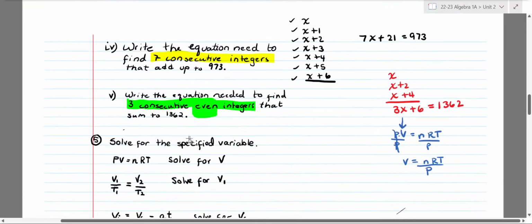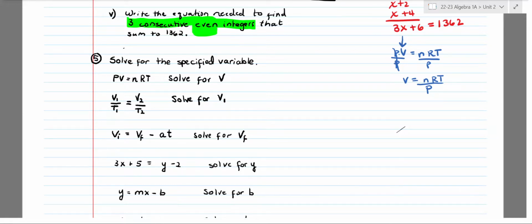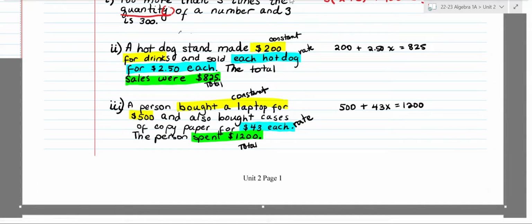All right, the next one. V1 over T1 equals V2 over T2, and we have to solve for V1. Oh, I did something where only the mouse is working. That's not good. All right, I'm going to pause the video.